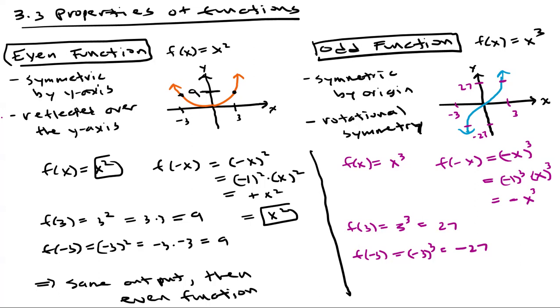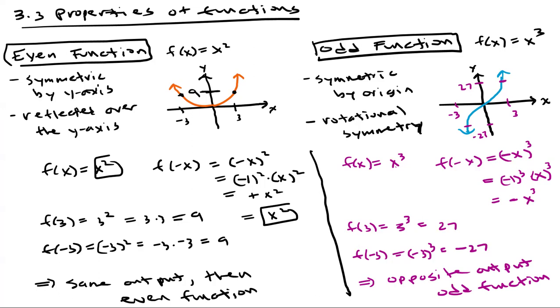Well, notice again, these are opposite. If I have a positive x cubed for my original, when I plug in a negative x to my original function, it gives me the opposite. It's a negative now. So the bottom line here is we have the opposite output. Then we have an odd function. It's an odd function.